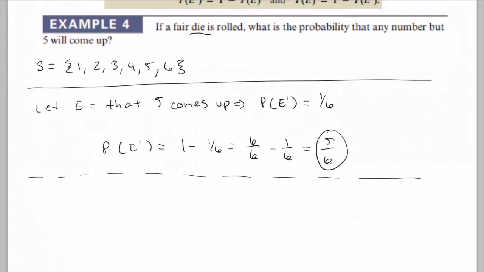The other way of doing it is, the question says that any number but 5 will come out. So how many do we have that are not 5? 1, 2, 3, 4, 5. So we can also say 5 out of how many? 6. Either way, you get the correct answer.